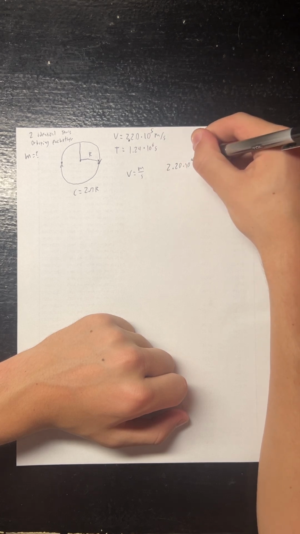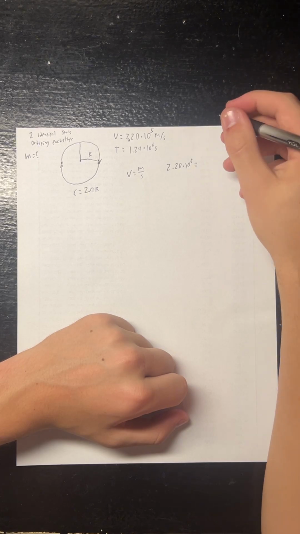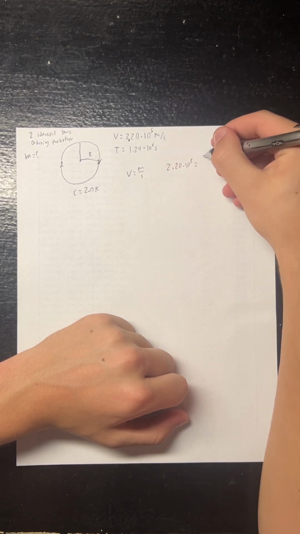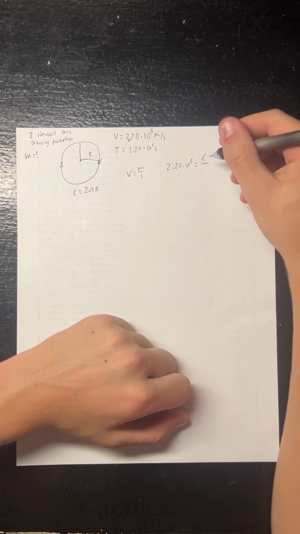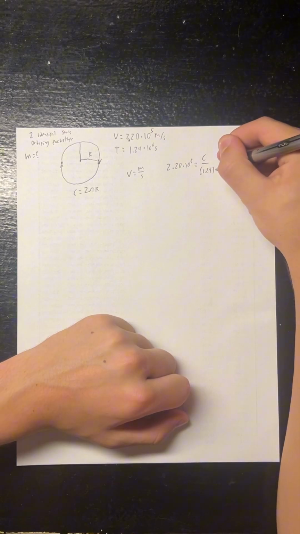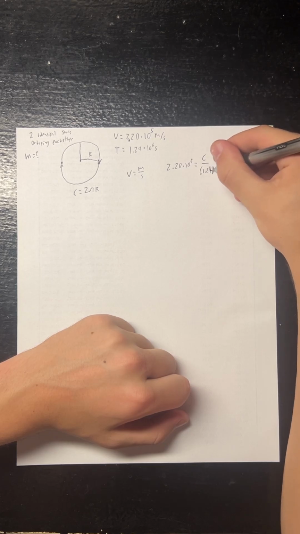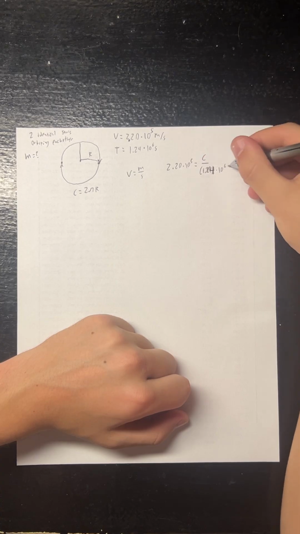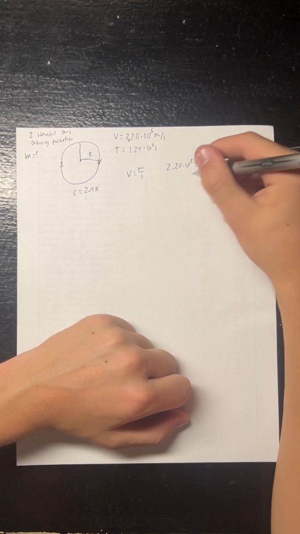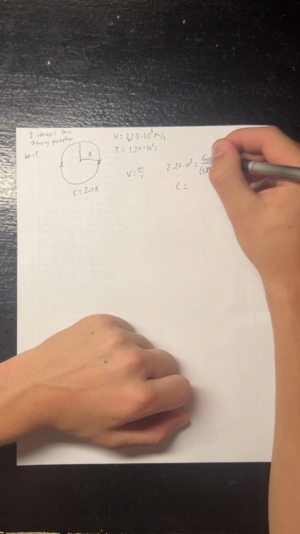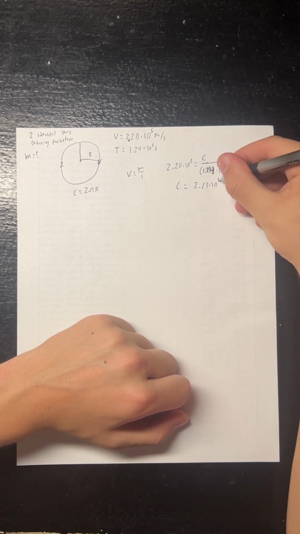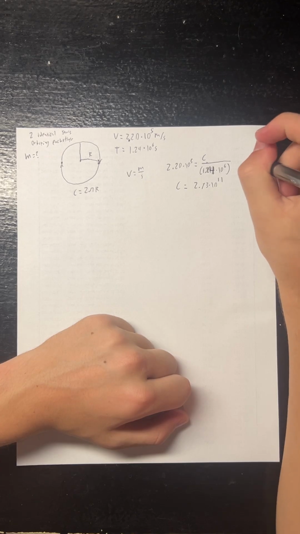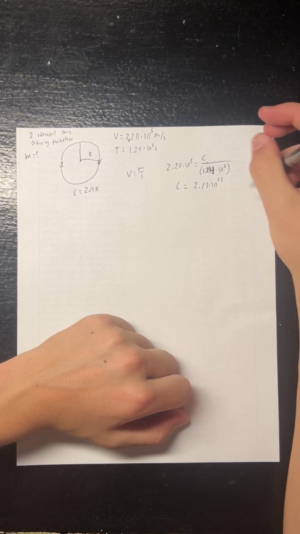2.20 times 10 to the 5 equals our distance, which is c, right? That's one full rotation. And how long does it take to do one full rotation? It takes 1.24 times 10 to the 6, right? And then you can just multiply each side, and you should get c comes out to 2.73 times 10 to the 11.